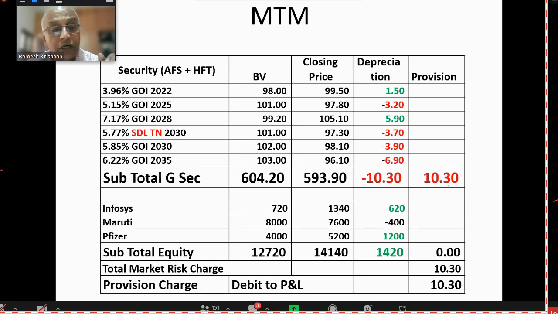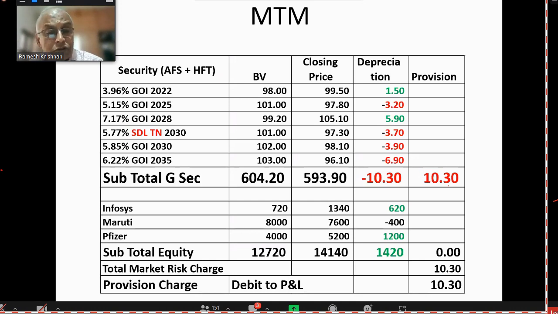You can net off the depreciation of 400 in one share against the appreciation available on the other 2 shares, and net appreciation should be ignored. So this 1,420 you cannot net it off against 10 rupee 30 paise. That is the clarity you should have. Within one category, you can have net appreciation and depreciation, but inter se category, wherever there is a depreciation, that has to be vouched. Wherever there is a net appreciation, that has to be ignored. Similarly, for mutual funds, for subsidiaries and joint ventures, everything will be the same way.